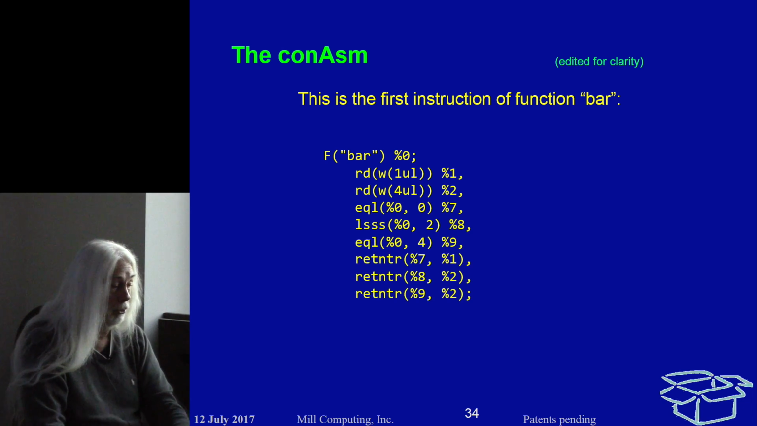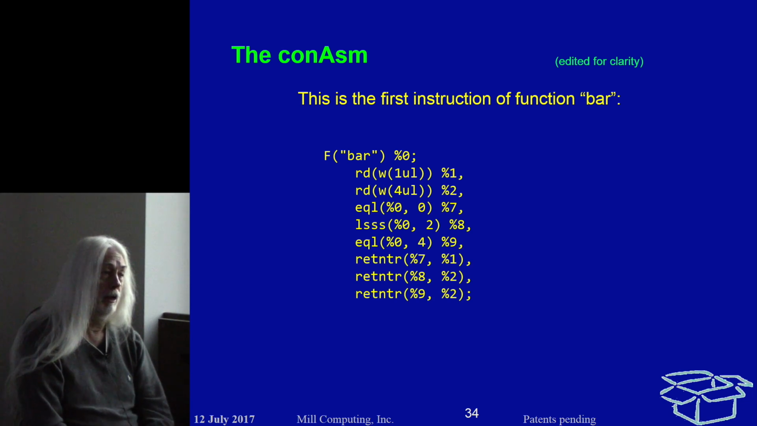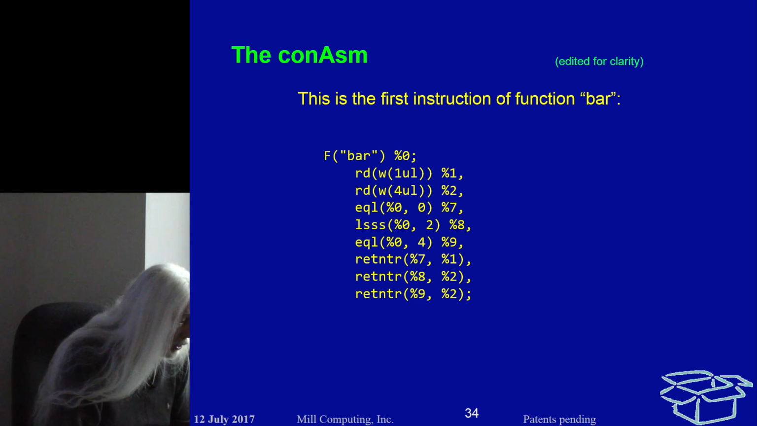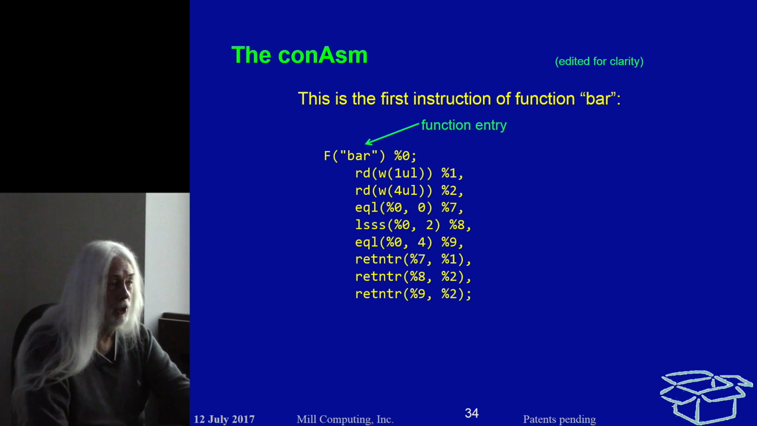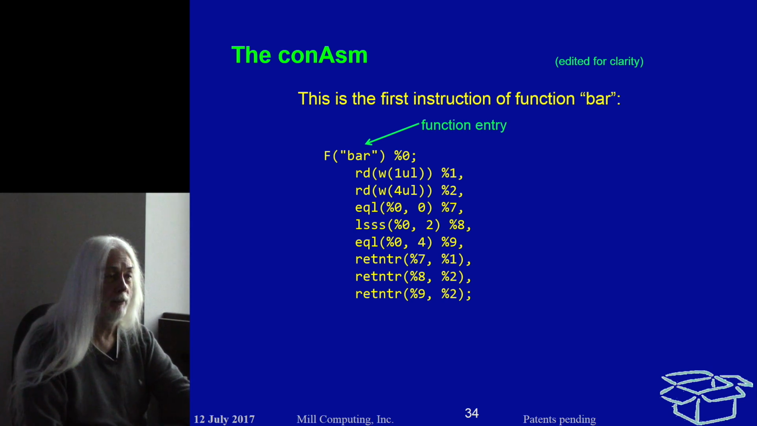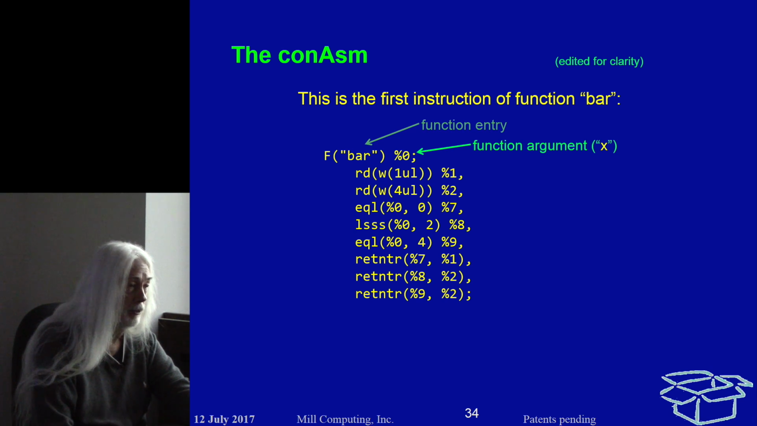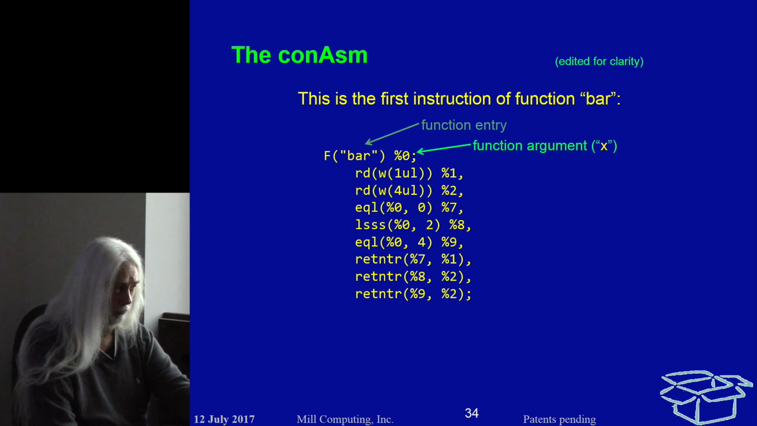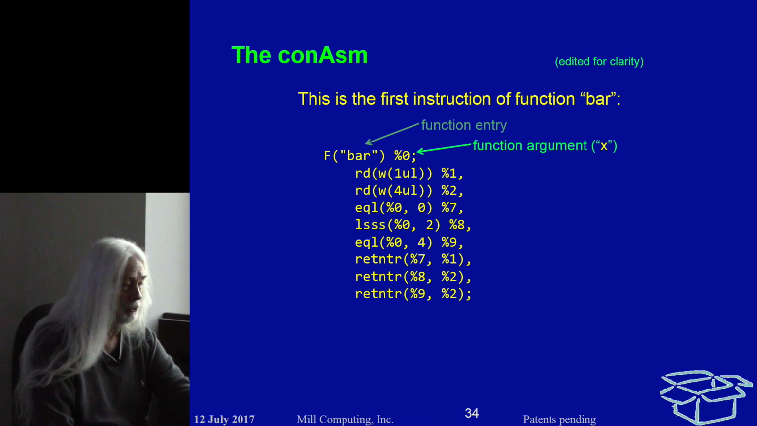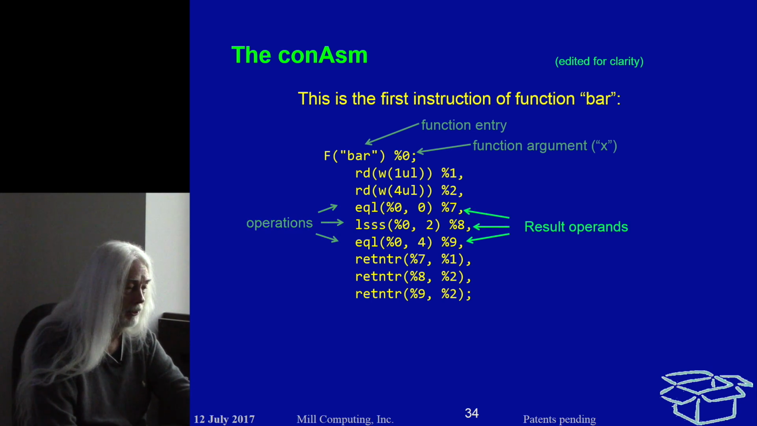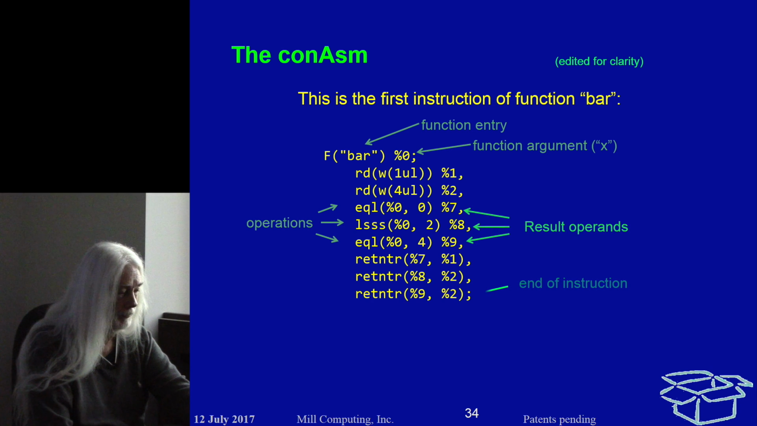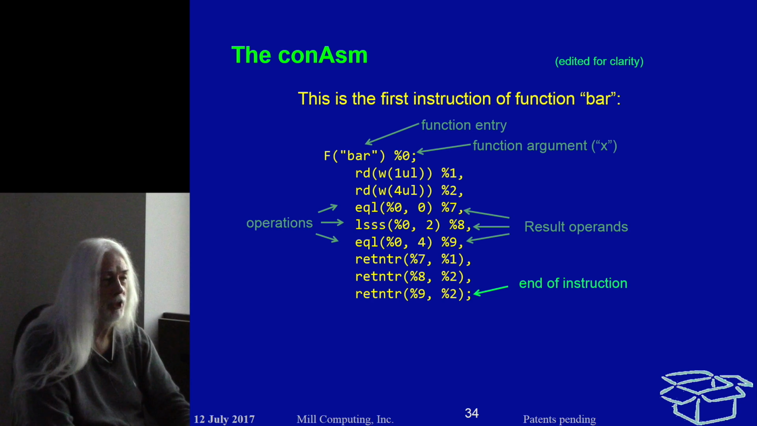This is the generated code of the first instruction of function bar. You'll note that it's got a whole bunch of operations, but it's got a function entry point. This is bar. This is where I come in. There is a function argument. That was X that we had. And that, guess what, is percent sign 0, so you can reference X. These things are the operations. These things are the results of the operations. And the semicolon at the end says it's the end of the instruction. This is assembly language for a Mill.